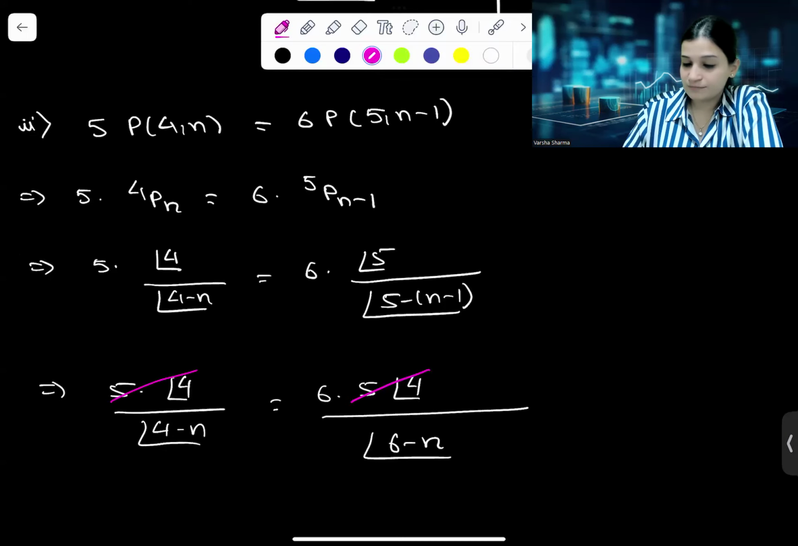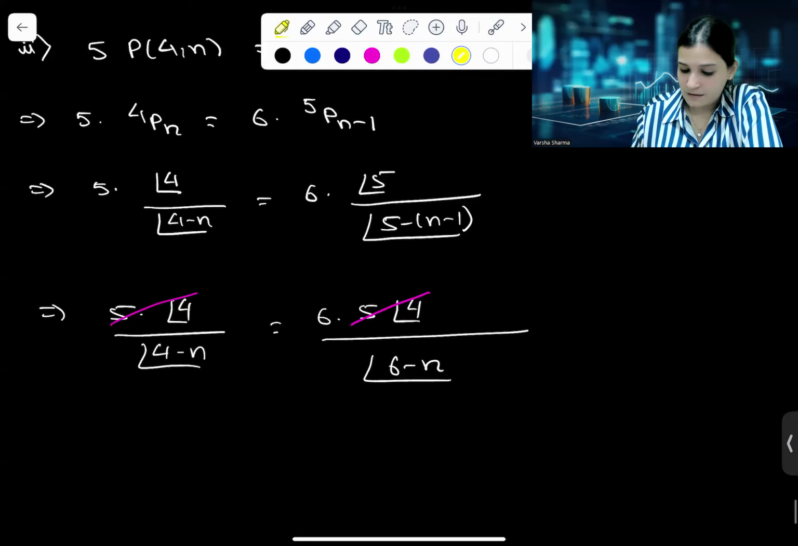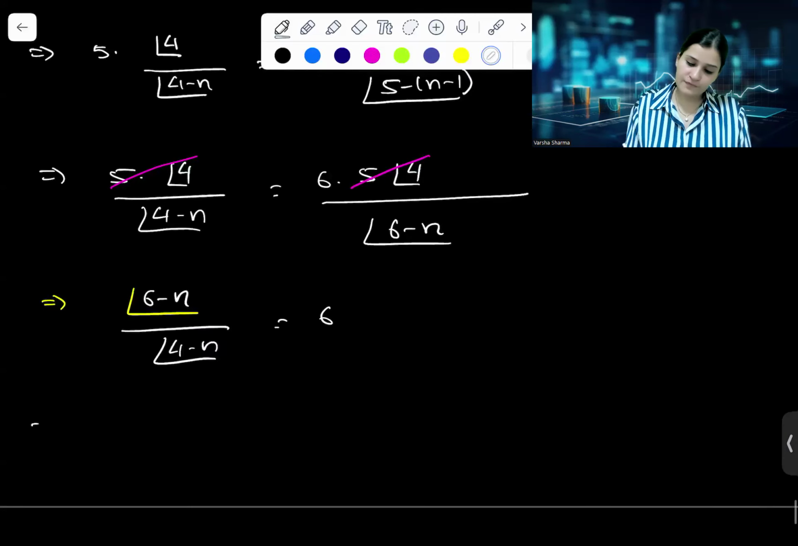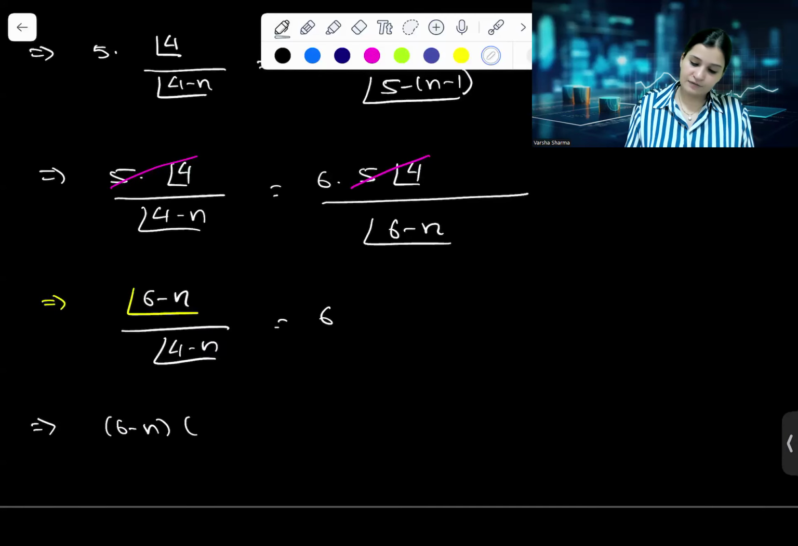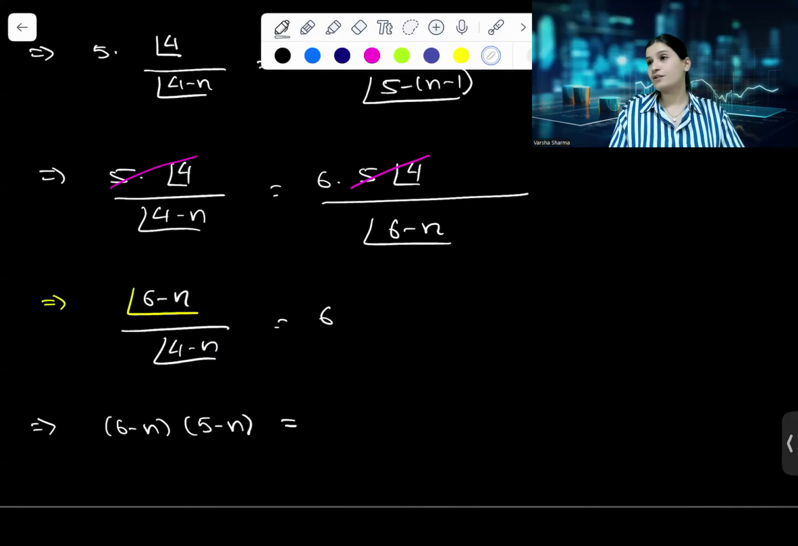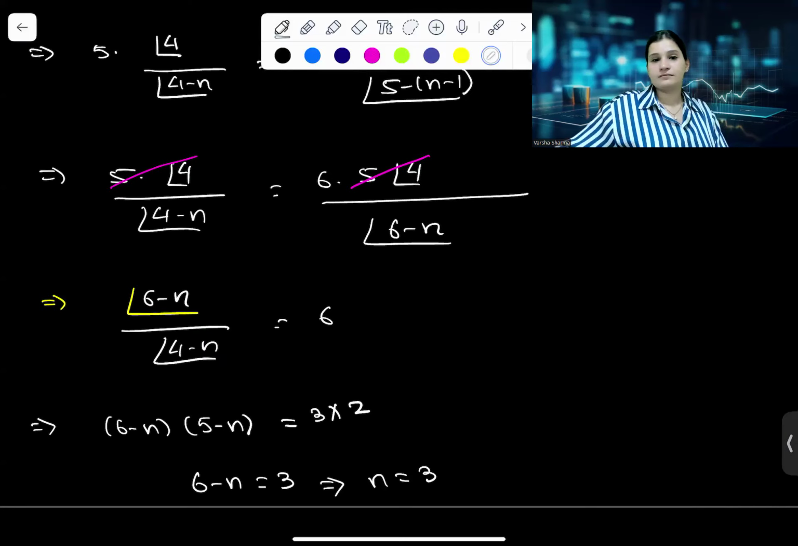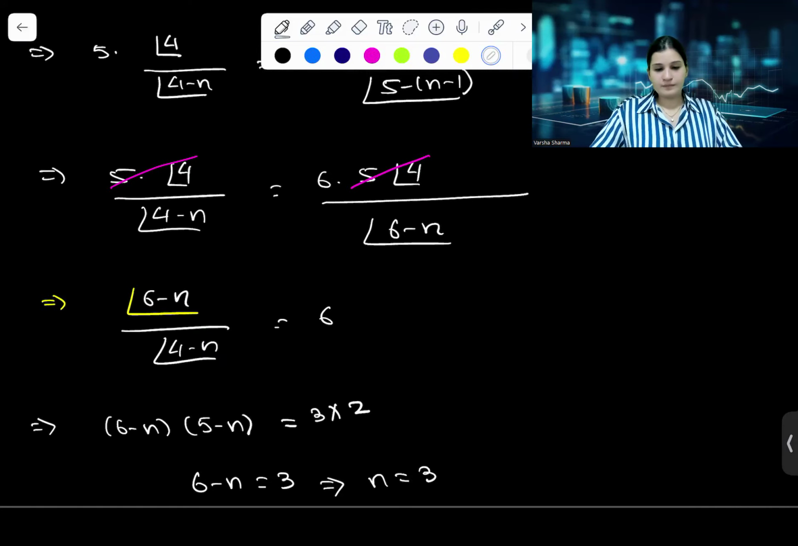So that gets cancelled. So 6 minus n divided by 4 minus n factorial is 6. So 6 minus n is larger. 6 minus n, 5 minus n, 4 minus n gets cancelled. And since the left hand side is a product of two numbers, 6 can also be written as 3 into 2. If I compare, 6 minus n equals 3, so n will be 3. Done?